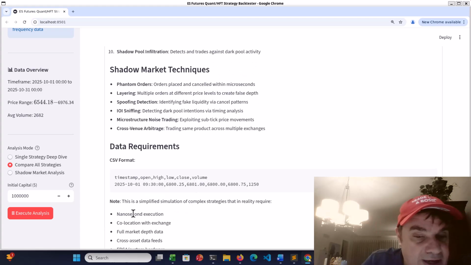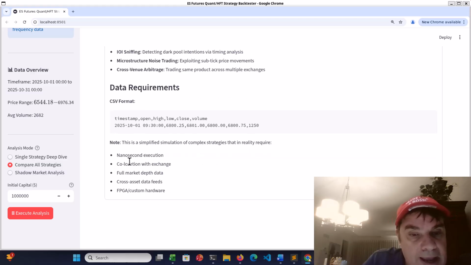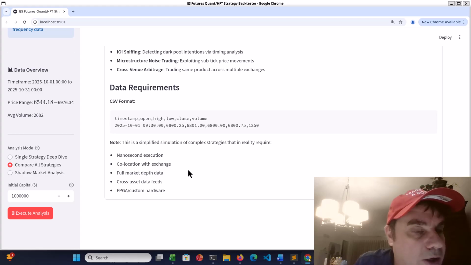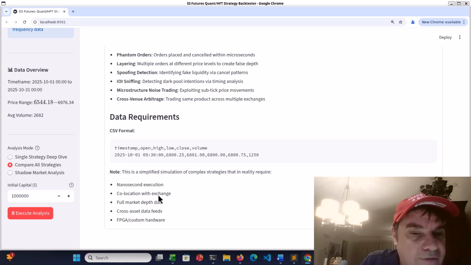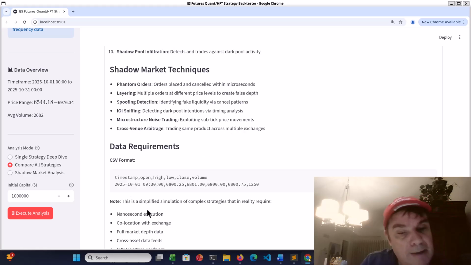So again, these are simplified, okay? Nano execution. So we don't have proper data here to work with. This is all based upon nano execution. This is assuming you're co-located in an exchange, full market depth. And remember, in that last video I talked about 200 levels, cross asset data feeds, and FPGA with custom hardware embedded for these type of strategies.